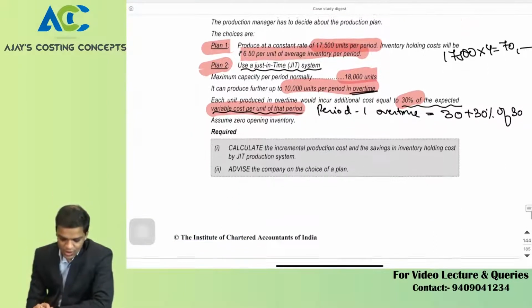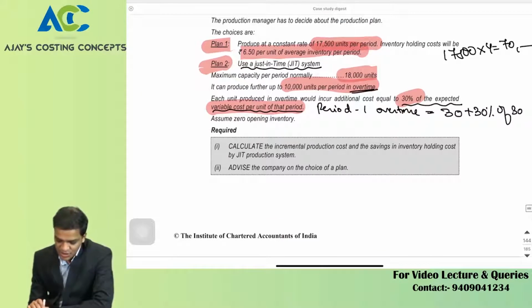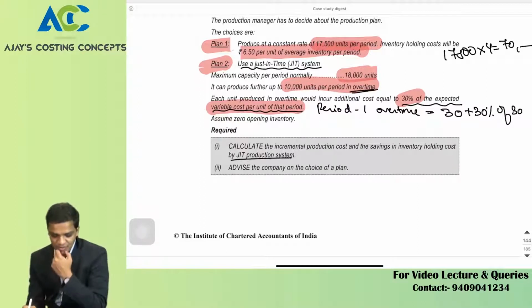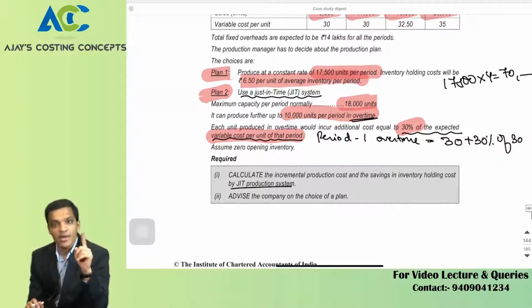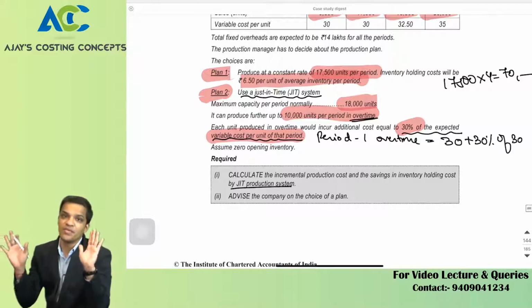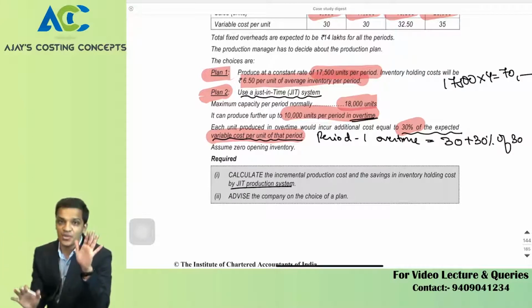Now, required: calculate the incremental production cost and the savings in inventory holding cost by the just-in-time production system. Advise the company which plan it should choose. So basically, here we have two options. Number one, every period I produce 17,500 units.